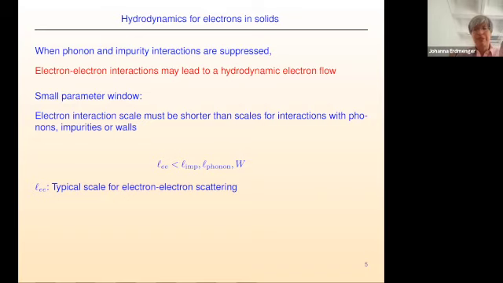Okay, the problem here is, of course, that this is possible only in a very small parameter window. In particular, the electron interaction scale must be shorter than scales for interactions with phonons, impurities, or walls. So really the shortest scale is the interactions between different electrons. Okay, so L is the typical scale for this, and this has to be the shortest, and that's the dominant one.